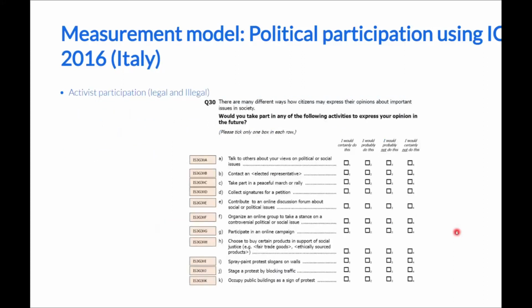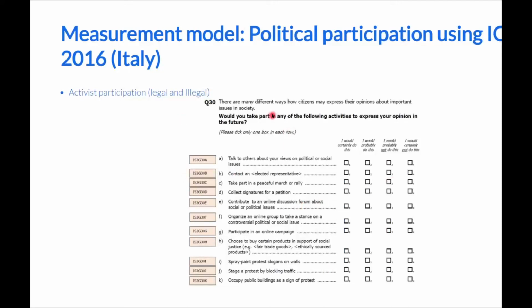And about the activist participation, legal and illegal, I will use the first 4 elements. I use only these first 4 because the other elements are related to online issues. The items are: talk to others about your political views, contact your representative, take part in a peaceful march or rally, and collect signatures or petitions. This is a very traditional way to measure conventional activism.